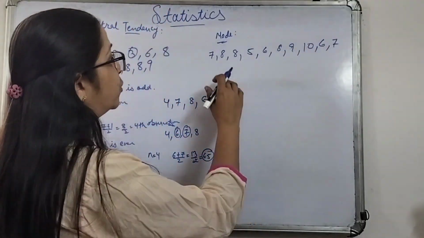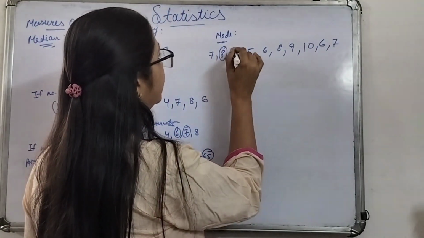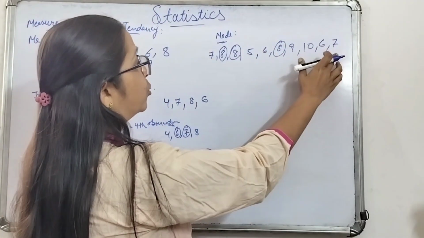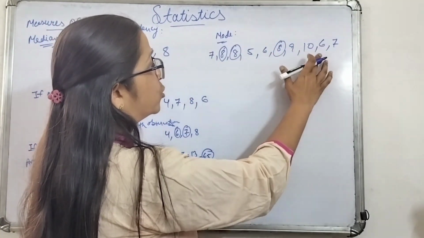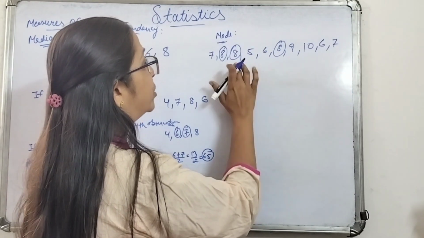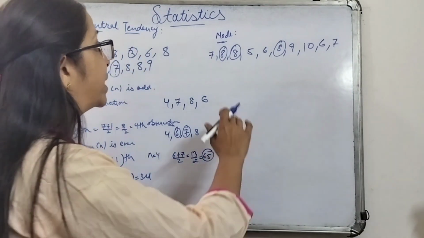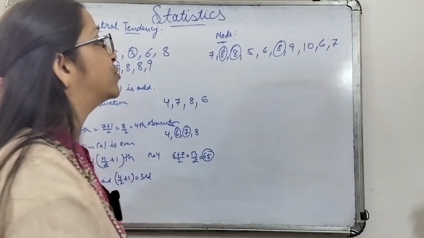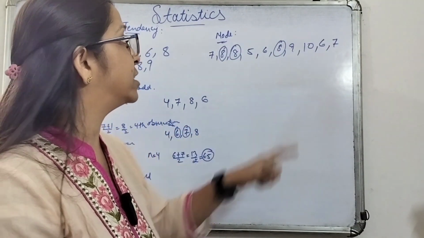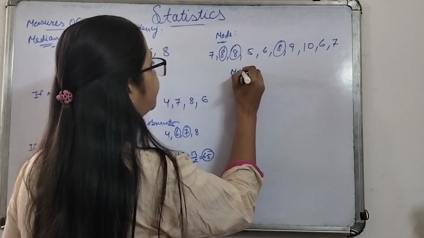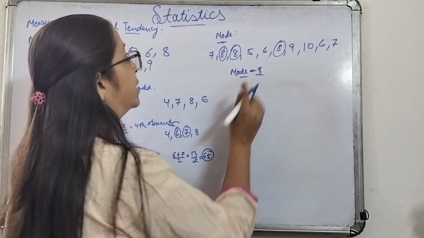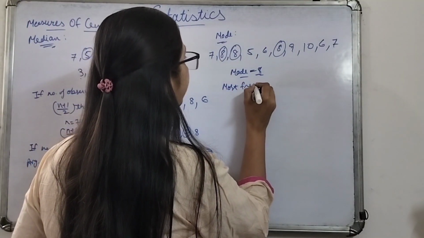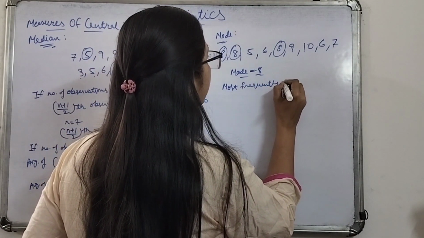Right? So we can see over here that there are 3 students who have secured 8 marks. There are 2 students who have secured 7. There are 2 students who have secured 6. But there are 3 students who have secured 8. So the maximum number of students have secured 8, or we can say the most frequently occurring observation is 8. So the mode will be 8. Most frequently occurring observation.